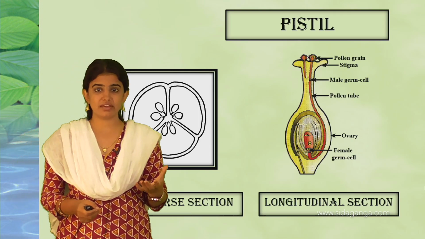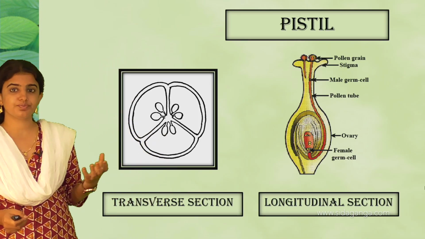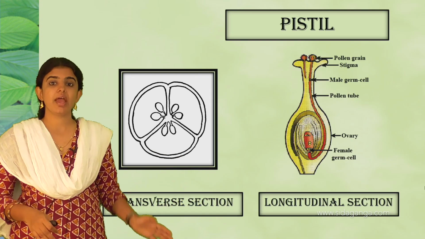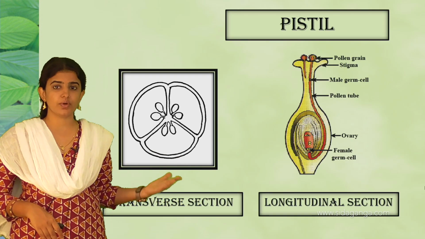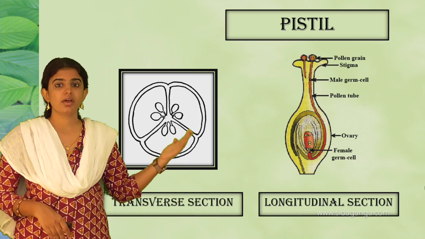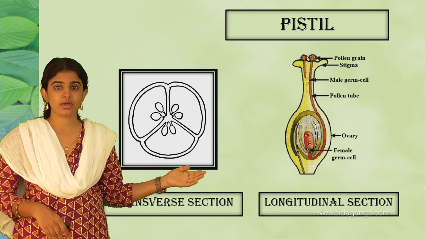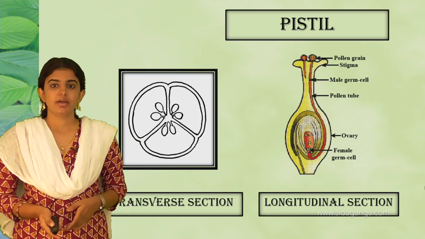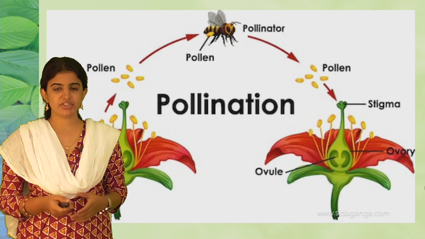This is how we can say that in fruits, the ovary is developed into the fruit, and the ovules are modified into the seed. Next we shall move on to pollination.